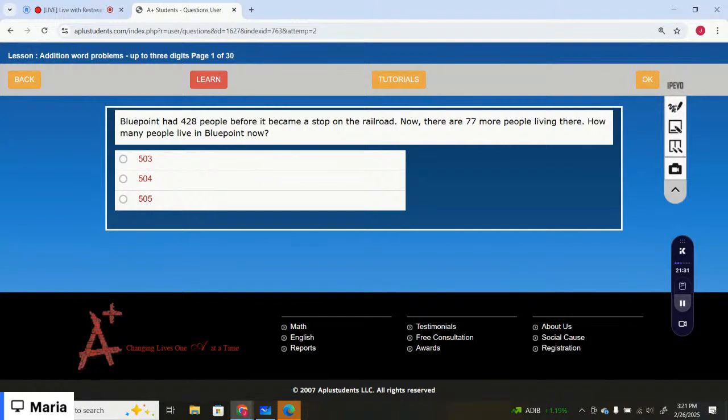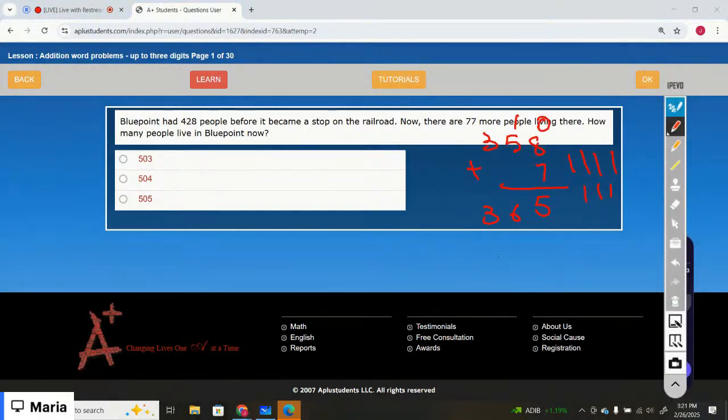So earlier there are 428 people. Now they have 77 more people. So you have to add. Start adding with the ones. So you have to add 8 plus 7, 8, 9, 10, 11, 12, 13, 14, 15. 8 plus 7 makes 15, write 5, 1 carry. 2 plus 7 is 9, carry 1, 1 carry. 4 and 1 makes 5, that is 505.